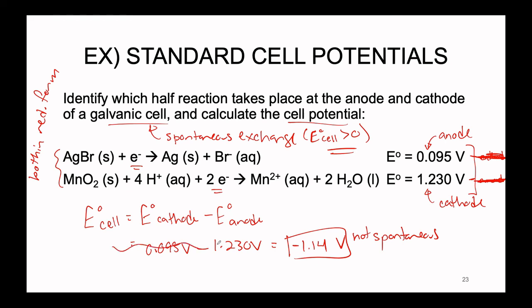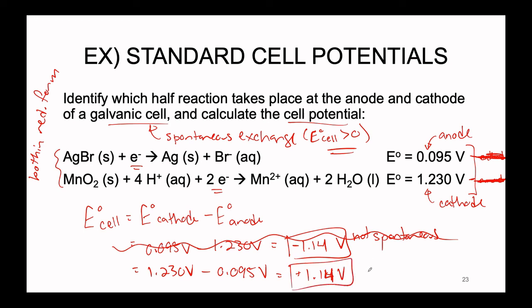If we do this, and I'll just scratch out this hypothetical first trial, if we do it this way, we're going to now take the 1.230 volts and subtract out the 0.095 volts. And this gives us the exact opposite in terms of sign, a positive 1.14 volts. Because this value is positive, we now know that this is a spontaneous reaction, which means it can take place inside of a hypothetical galvanic cell, since galvanic cells contain spontaneous redox reactions.